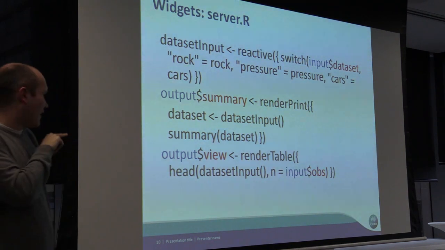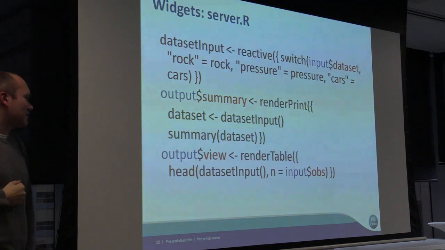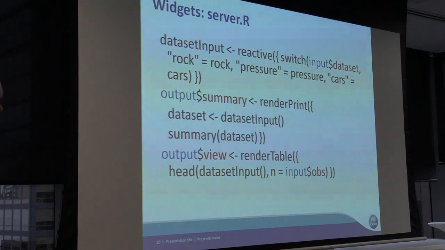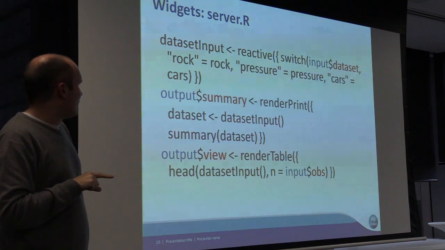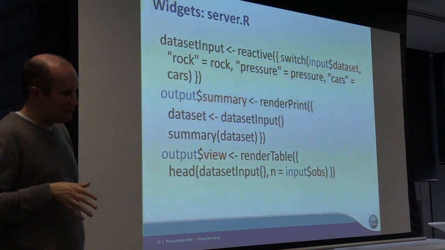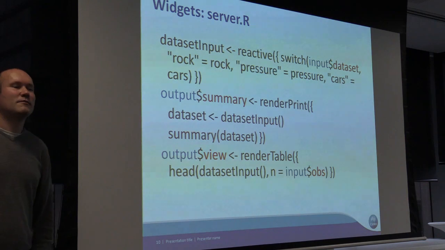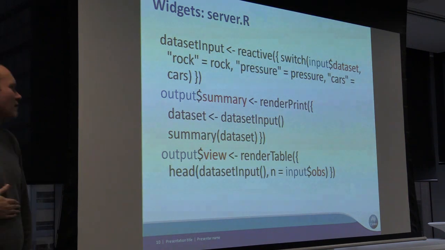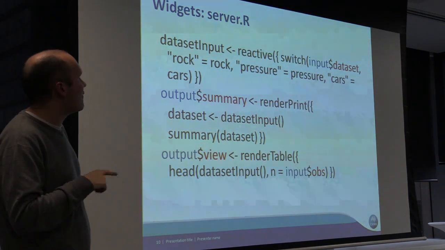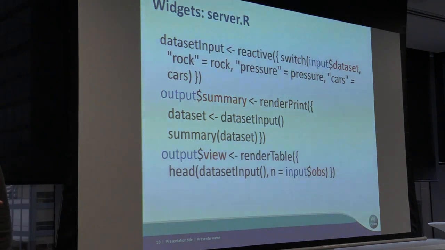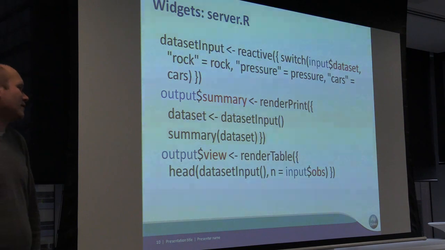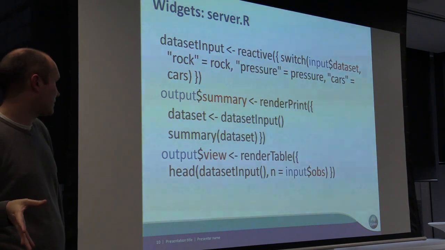So let's go straight down to the outputs. Output dollar sign summary and output dollar sign view. Because the summary section was just a verbatim text output, we're using the function renderPrint here. And because the view identifier related to the tabular output, we're using renderTable.